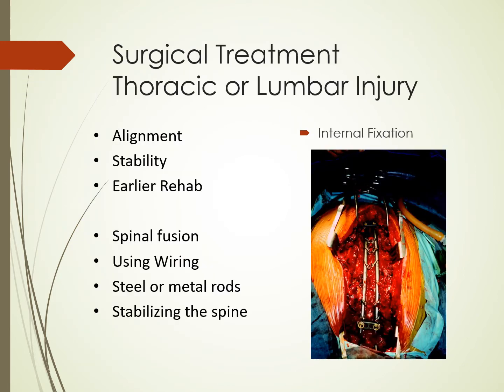Surgical treatment for thoracic or lumbar injury. Here they will use internal fixation. So these are like Harrington rods that go in and go right along the spine, and that stabilizes the spine. Reasons for that: better alignment, stability, and earlier rehab.